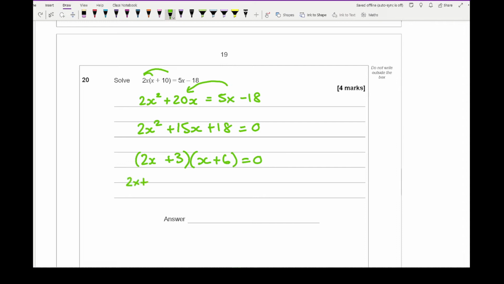So 2x plus 3 equals 0, so x equals minus 3 over 2. So that's one value. Or x plus 6 equals 0, in which x equals minus 6. So our two answers are minus 3 over 2, or minus 1.5, or minus 6. So any of those numbers in any order. And if you want to write it as a fraction or a decimal, that would also be absolutely fine for the full marks.